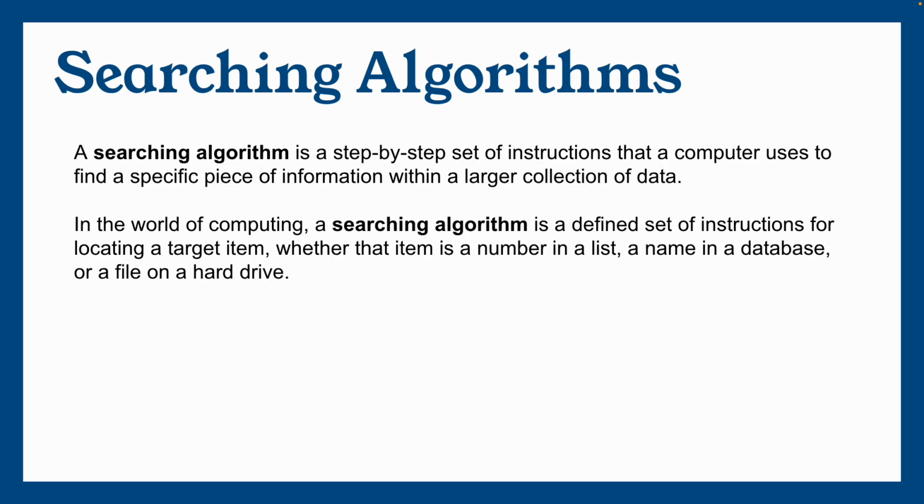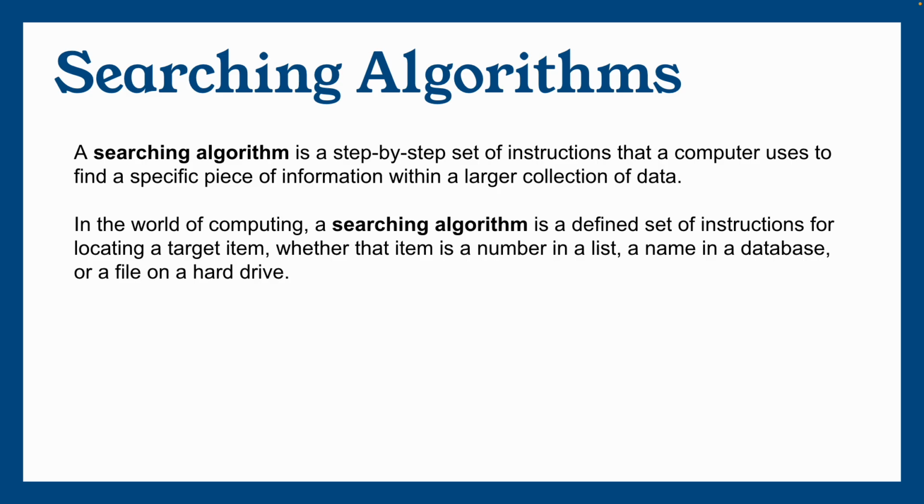So when we talk about searching algorithms, we're talking about a set of step-by-step instructions that a computer uses to find a specific piece of information within a larger collection of data. We may have a massive collection of data stored in an array or some sort of data structure, and we need an algorithm to find a particular file or value. So we need a way of searching and traversing that larger data structure to find that specific piece of information.